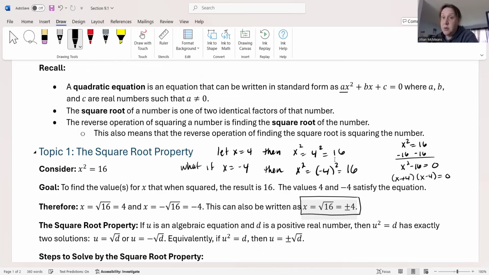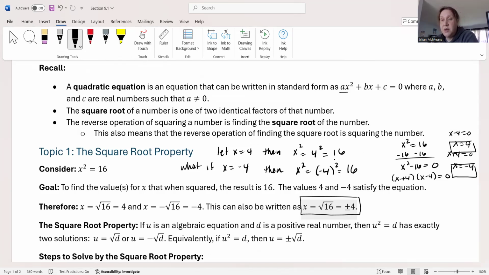I could then apply the zero product property, which tells me that x minus 4 is 0 and x plus 4 is 0. And when I solve those individually, I get x equals 4 and x equals negative 4. So we've kind of gone this background route of setting this equation equal to 0, putting it in standard form, factoring it, and solving it. And we do get that x squared equals 16 means that x is 4 and x is negative 4.